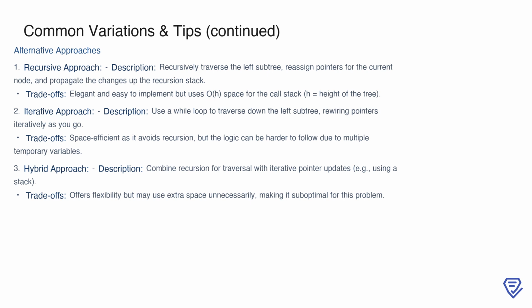The second approach is iterative, which involves using a while loop to traverse down the left subtree and rewiring pointers as you go. This is more space efficient since it avoids recursion, but it can be harder to follow because of the multiple temporary variables involved. Lastly, there's a hybrid approach, where you combine recursion for traversal with iterative pointer updates, often using a stack. While this method offers flexibility, it can be suboptimal because it introduces extra space usage unnecessarily. Choosing the right approach depends on the constraints and requirements of the problem at hand.